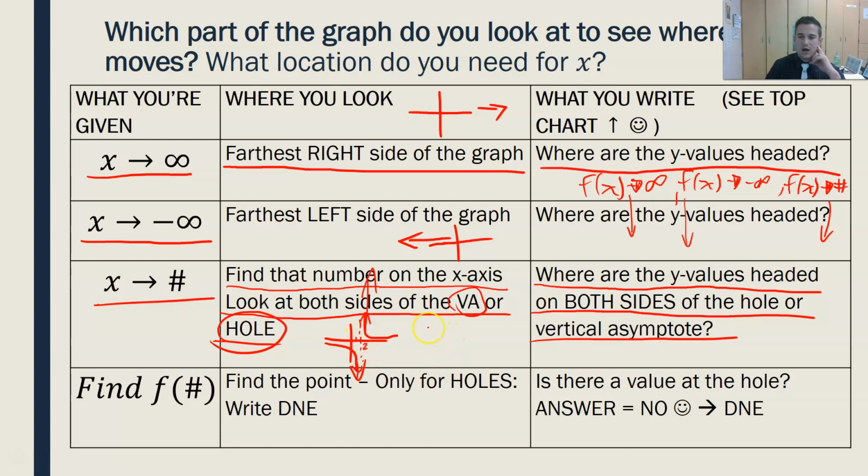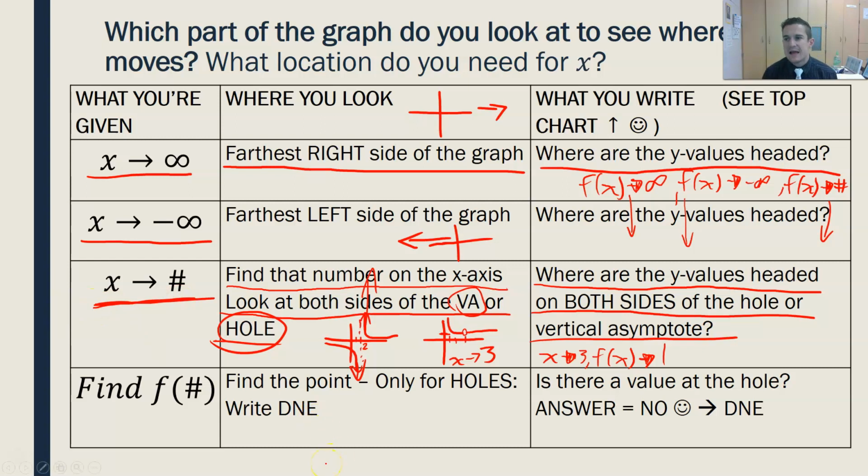What we're going to see more often is I'm going to have a graph. Say I have a graph with a hole right here. I might ask you, as x approaches 3, where are my y values headed? Well, maybe my y value right here is 1. So as x goes to 3, f of x, or y, would be getting really close to 1. Because at x equals 3, on both sides of this hole, I'm getting really close to the y value of 1. Okay? So that's what you would do if you're given this prompt, x approaches a specific number.